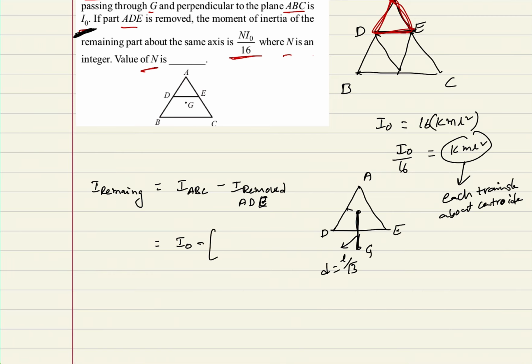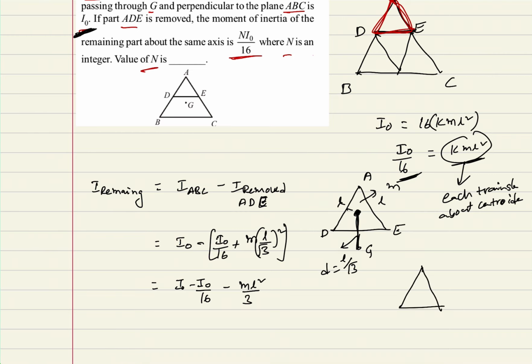This can be calculated by using the parallel axis theorem. Our side is L, mass is m. We can write the moment of inertia about the centroid point, which is I naught by 16, that is K mL square, plus m into the distance square, L divided by root 3 whole square. This can be written as I naught minus I naught by 16 minus mL square divided by 12.